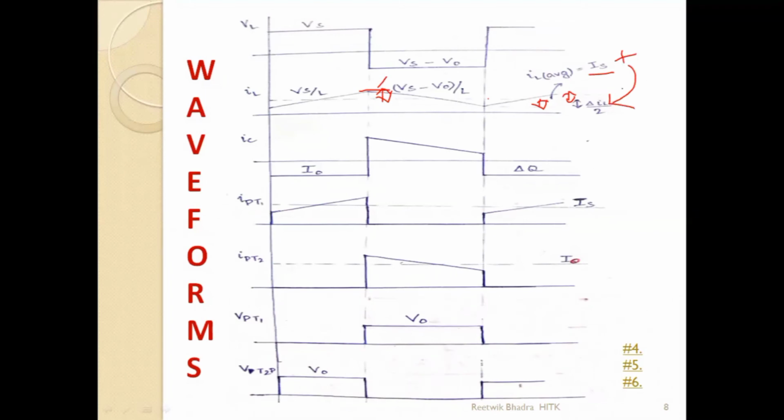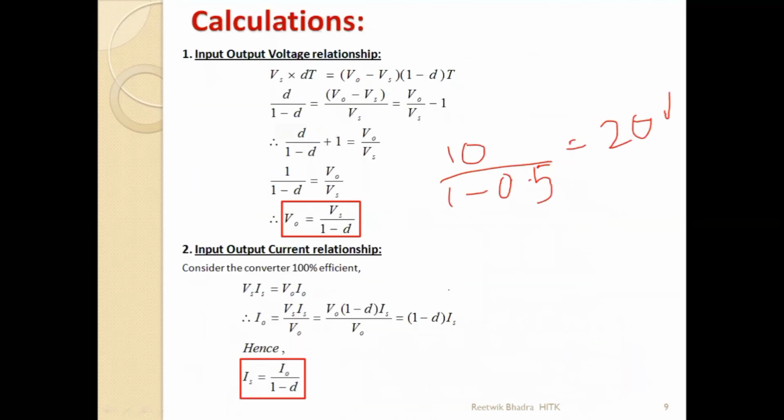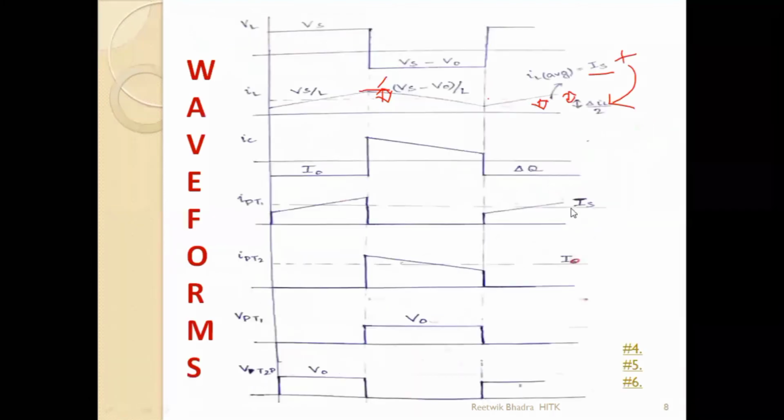So there is another formula. What is IL maximum? IS plus del IL by 2. And if you want to write IS in terms of I naught, you can write I naught by 1 minus D, plus del IL by 2. Okay. So this is what I wanted to explain to you from here.